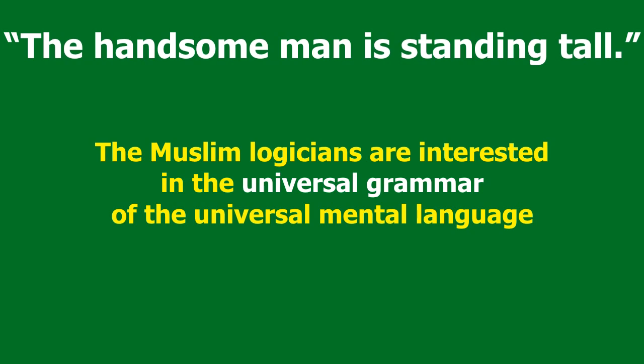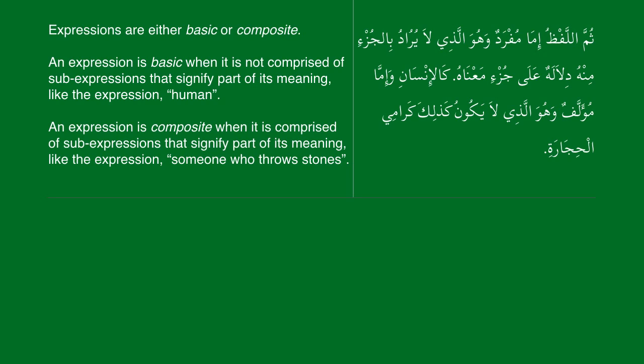And here, when we are studying the composite signification of expressions, or the signification of composite expressions, it is this universal grammar, this universal mental language that the logicians are describing. Athiruddin al-Abhari describes this, and he says that expressions are either basic. The word for basic in Arabic is mufrad. The word mufrad in Arabic has many different meanings depending on context. It has several different meanings in the science of Arabic grammar, for example. And in the science of logic, of mantiq, it has a completely different meaning.